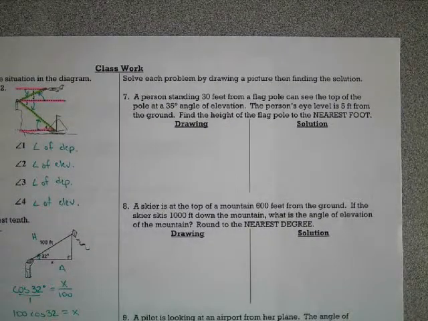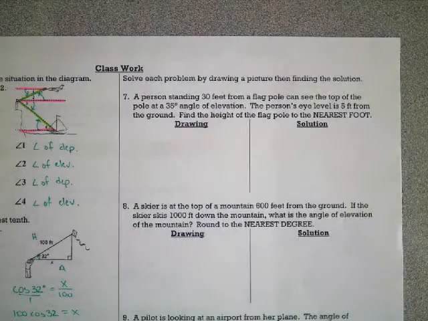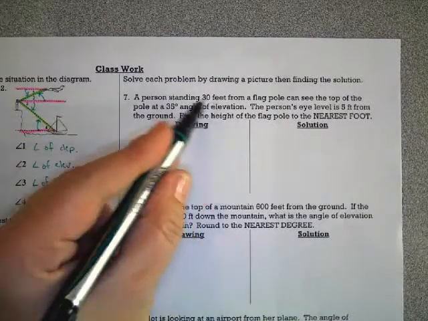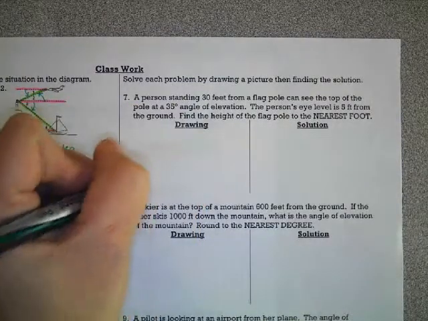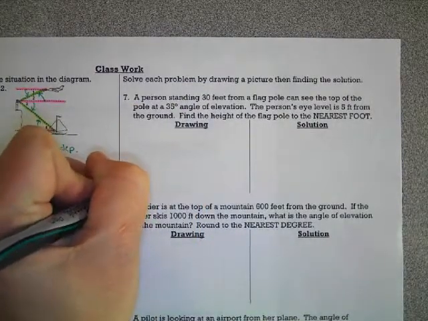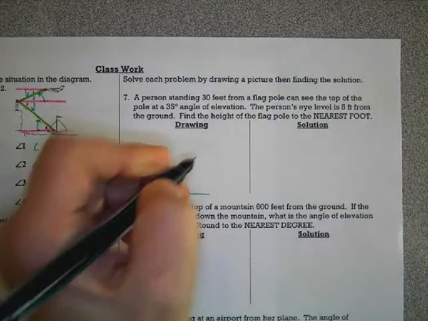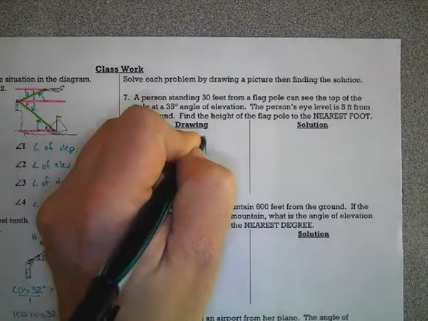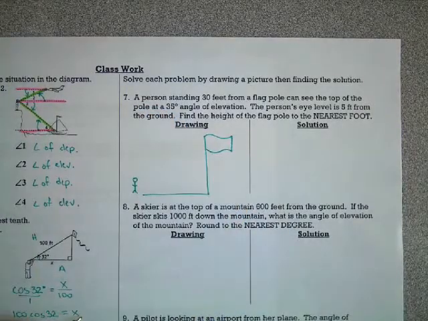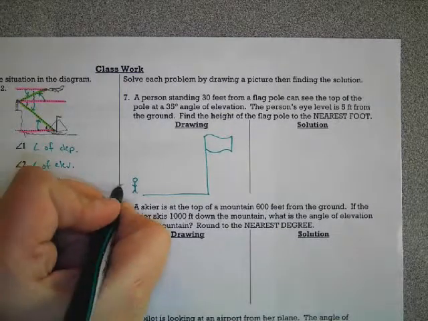So drawing a picture, we have a person standing from a flagpole. So we'll draw our little person. 30 feet from a flagpole, so that means along the ground. So we have a flagpole here. Now that person's eye level is 5 feet from the ground. So we're going to have to take that into consideration when we're finished with the problem. We want to find the height of the flagpole to the nearest foot.